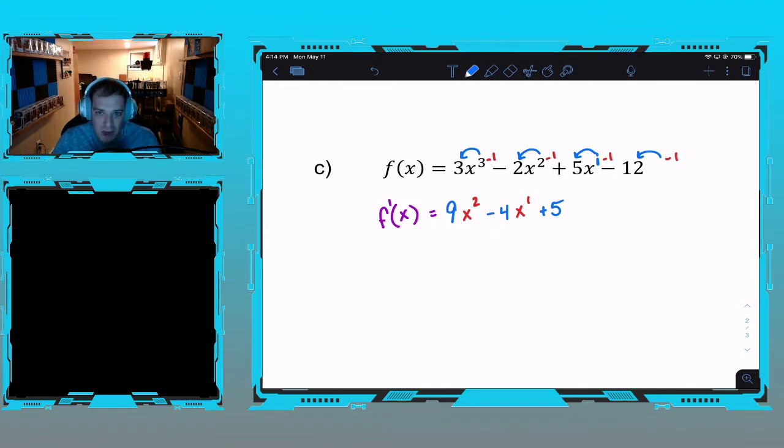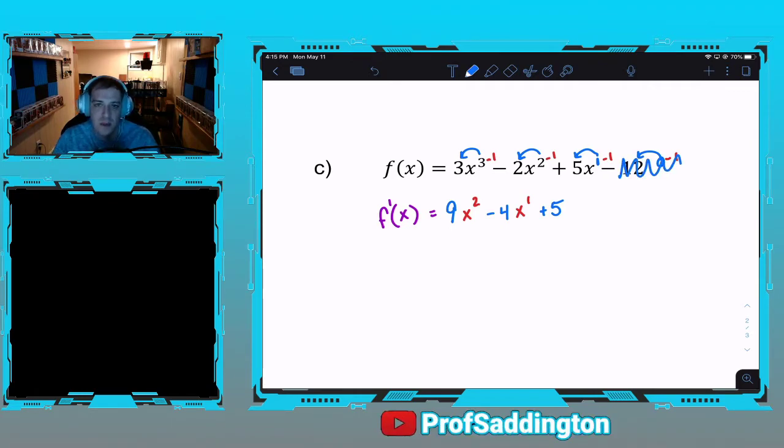Well, the last part, it says that I'm going to distribute my exponent. Well, there is no exponent there, so the exponent is 0. So again, as soon as you start seeing there's a whole number with no variable, if you don't see an x there, that means this part would just disappear. That means that 12 is not going to even be part of your derivative.